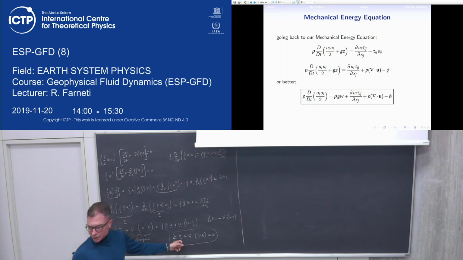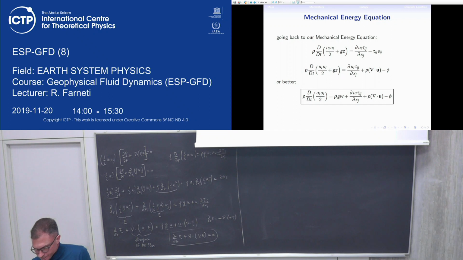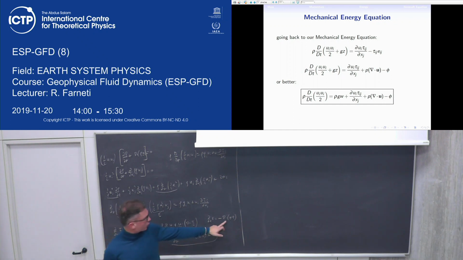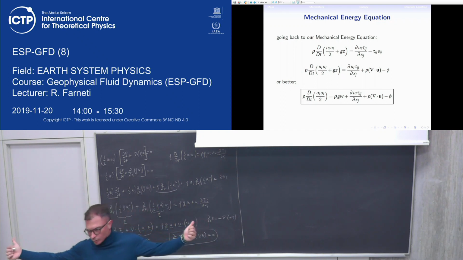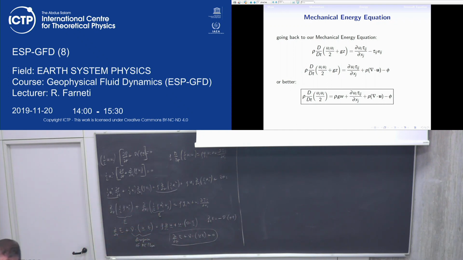So the only way that energy can change is if there is a flux of energy entering through the boundaries of the volume. If you have convergence, then energy will increase. If you have divergence, then energy will decrease. If there's a flux of energy out of this room, energy will decrease. If there's a convergence of energy into this room, the energy will increase.